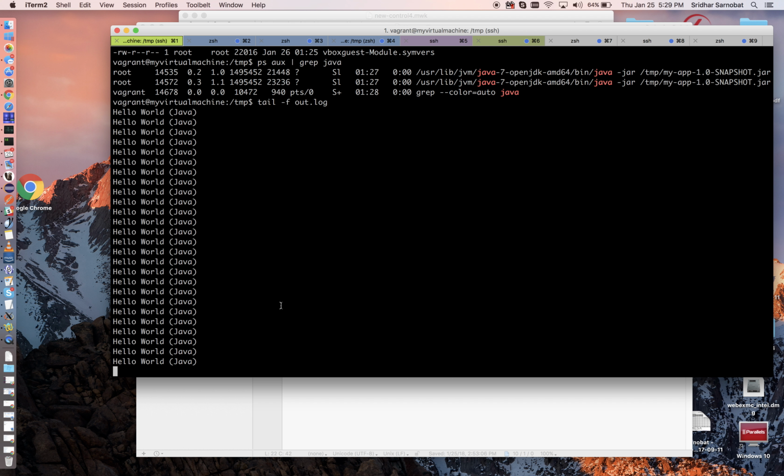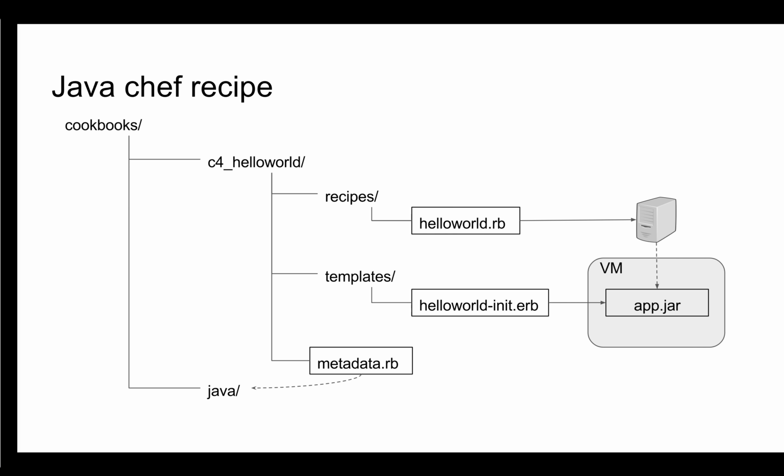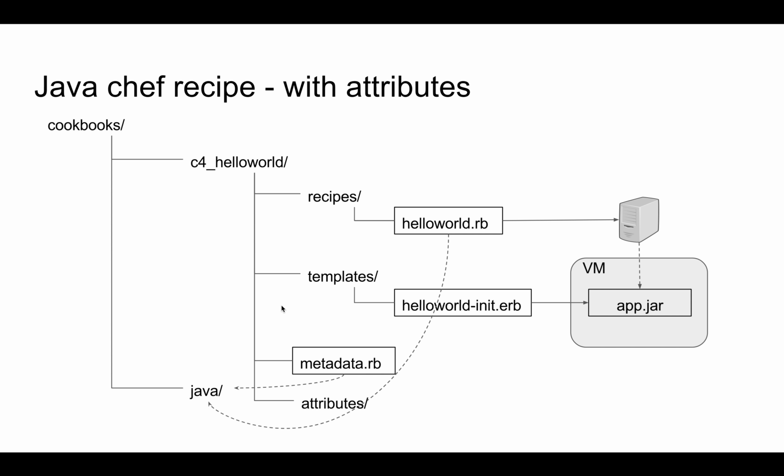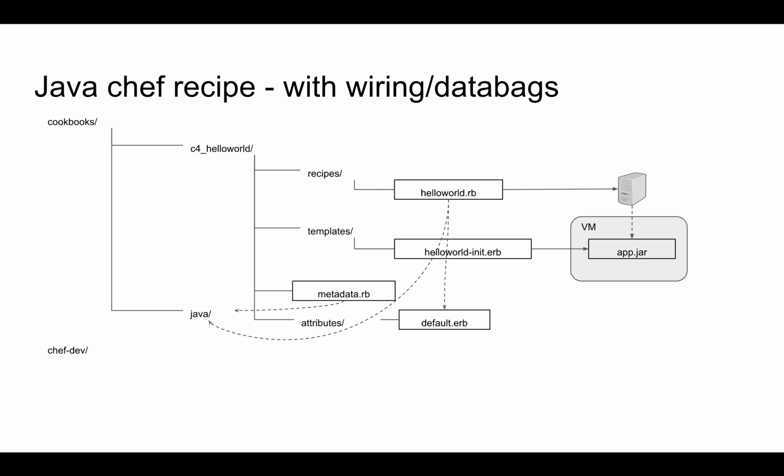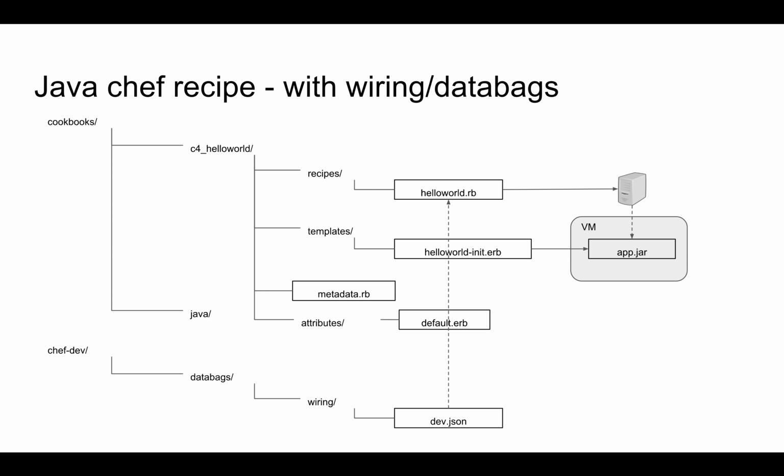So there you have it. There are also attributes, you can use databags, but you can read about those more. It doesn't change the essence of how a cookbook or a recipe is deployed, but it allows you to customize at runtime what exactly you want to deploy.